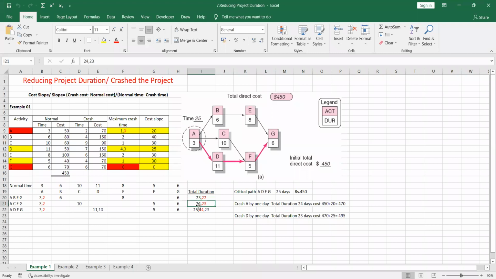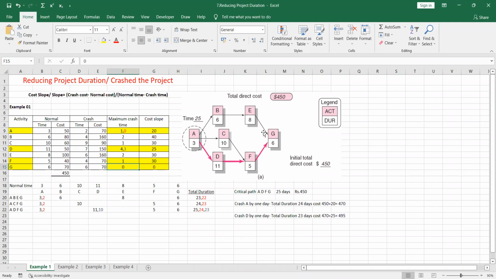So after taking the total duration, you have to find out the critical path, the one having the highest duration. So the critical path is ADFG. Therefore, I have highlighted ADFG in yellow. So you have to highlight your activity, maximum crash time, and cost slope, right?